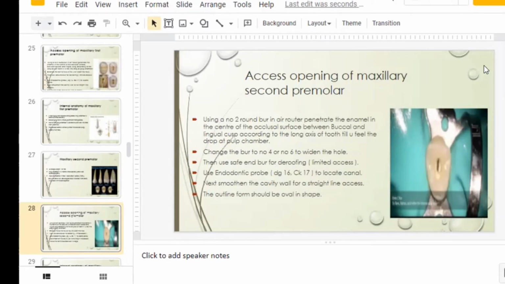Dr. Manisha, can you explain to me the axis opening of maxillary second premolar? It is the same, just for repetition I'm asking a number of people. Tell me, Dr. Manisha.